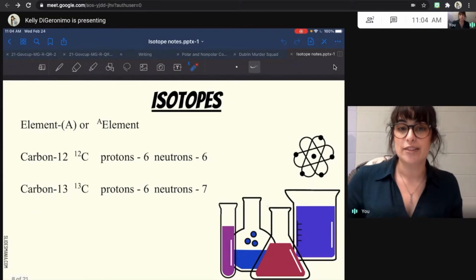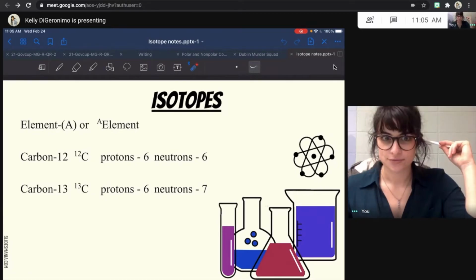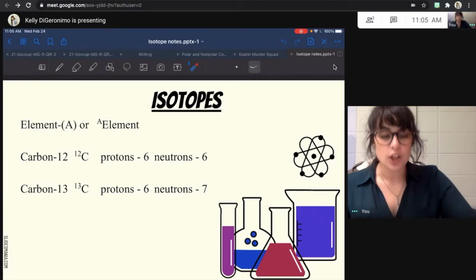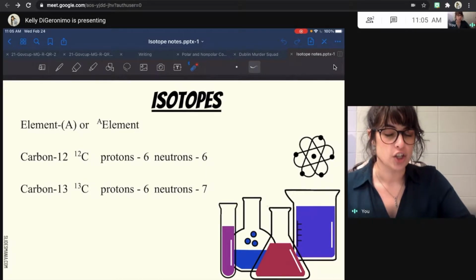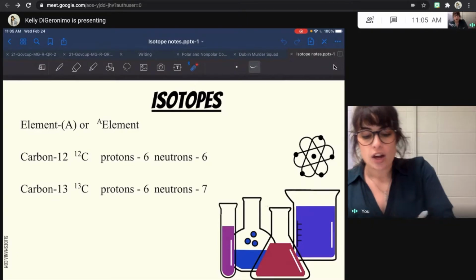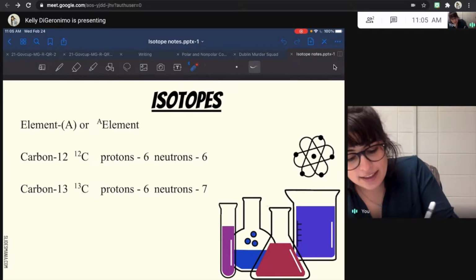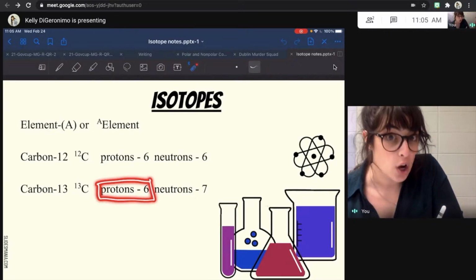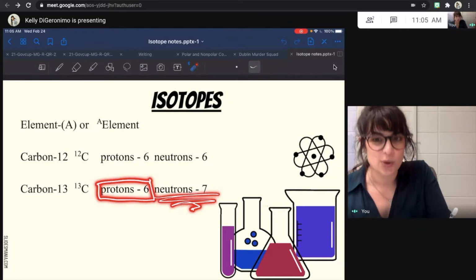But here's something new and different. Okay, as we were saying, isotopes are basically freaky alternate universe versions of atoms. So carbon-13 is an isotope. Let's see what's different about it. It still has 6 protons. That's what makes it carbon. But check this guy out. He's got an extra neutron.